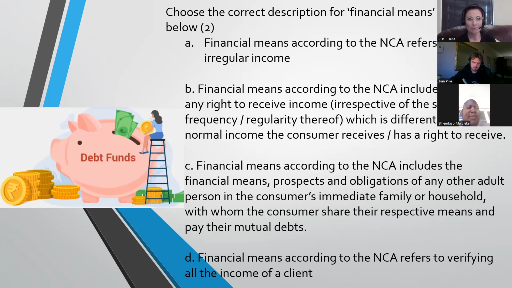Yes, for me, it's answer D and A. Okay, Tian? B and C. That's correct. Why did you pick D and A?